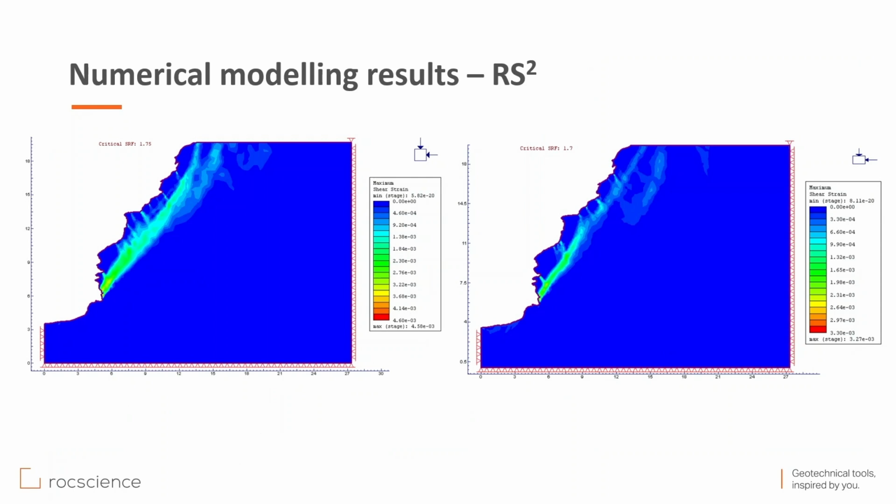And during the numerical modeling, we use the main reason to operate with the factor of safety above 1.0. So another basic was the Eurocode 7 standard.